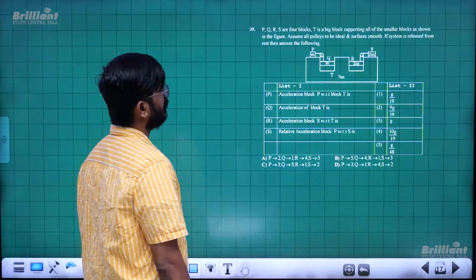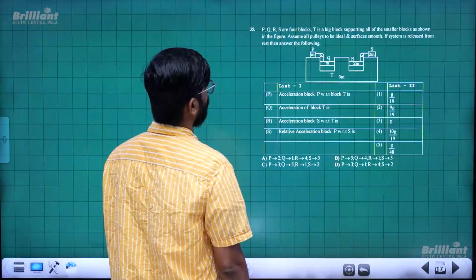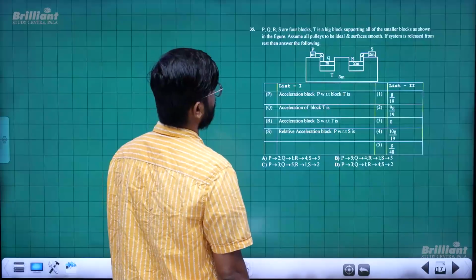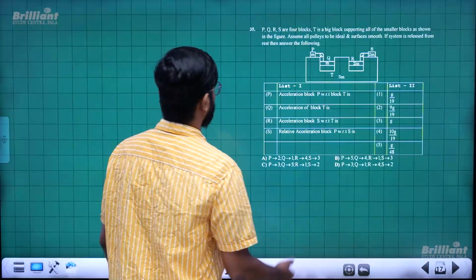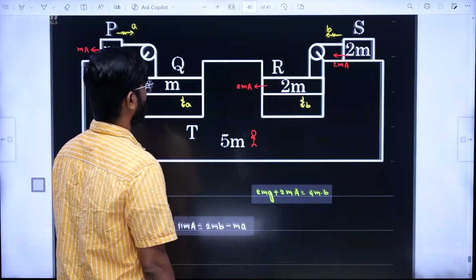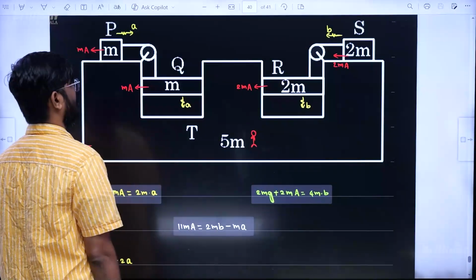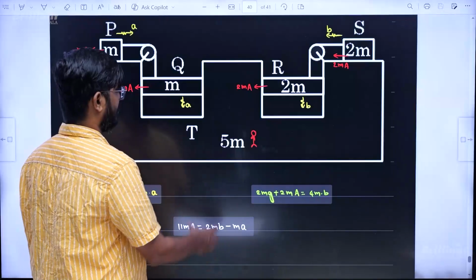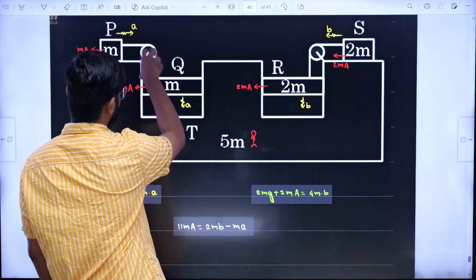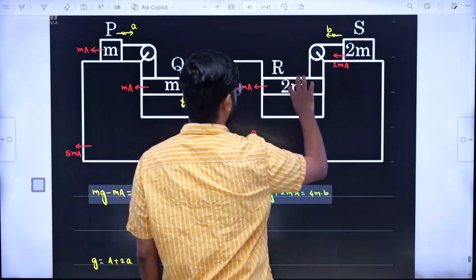PQRS are 4 blocks. T is a big block supporting all the smaller blocks as shown in the figure. Assume all pulleys to be ideal and small. Then they were asking accelerations. So one thing is, I know the wedge can be moving. Just to understand what could be the possible direction, I hold this. If I hold it, then this is going to go this way with the acceleration g by 2, and this is going to go this way with the acceleration g by 2.